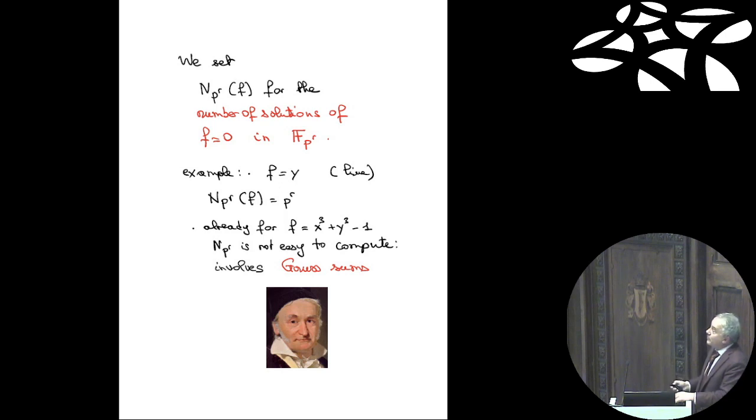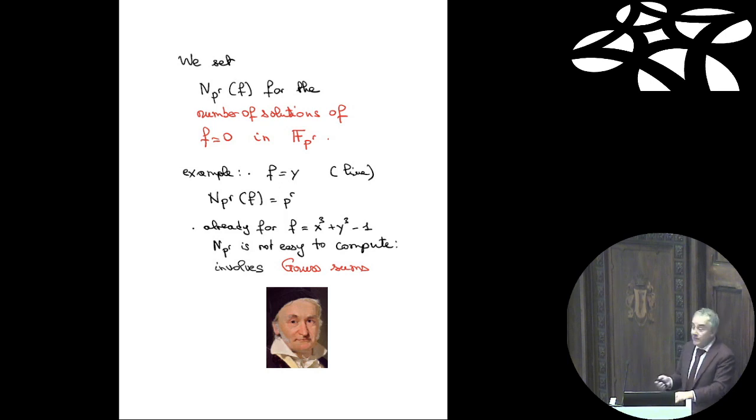So this is a very simple example. We have exactly p^r solutions because we look at solutions where y equals 0, and so we are free to assign any value to x. I could give a slightly more complicated example by taking equations of degree 2. But already in degree 3, it's not so easy to compute. Usually the computation involves so-called Gauss sums.